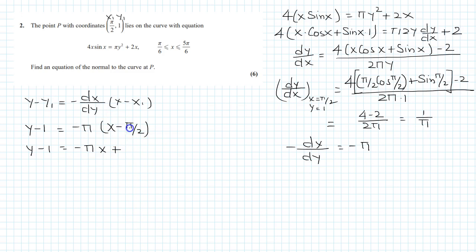plus pi square over 2. You can write any value: minus pi x plus pi square over 2 plus 1. So this is the equation of the normal.